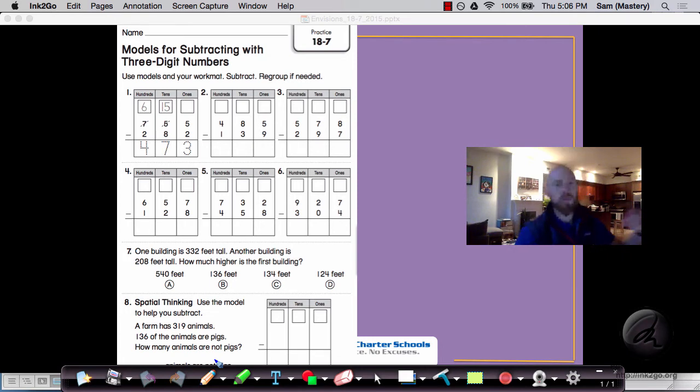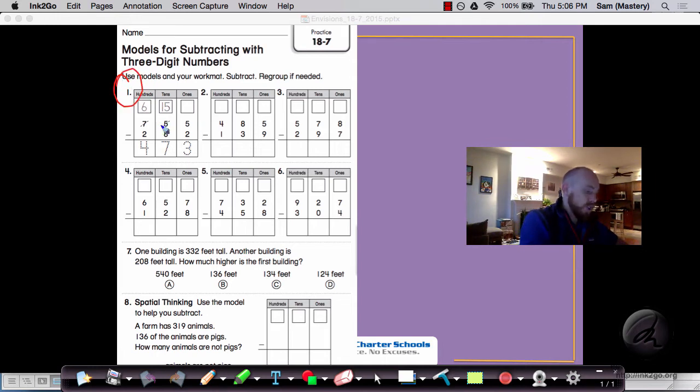So it says use models and your work mat. Now, you can draw base 10 blocks if you want, but I would say that if that's something you feel like you still need to do, I would suggest you go back to the reteach lesson and practice it that way. For today, we are going to just get started right away. So let's start with problem number 1. Go ahead and put your finger on problem number 1.